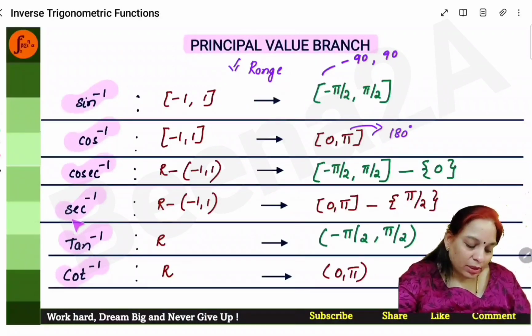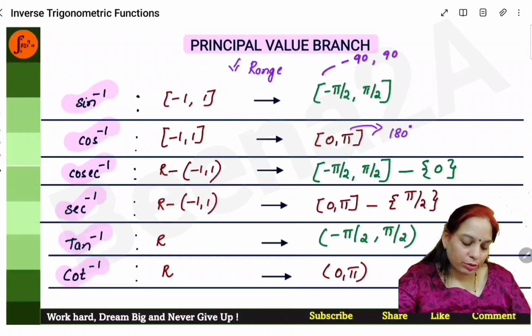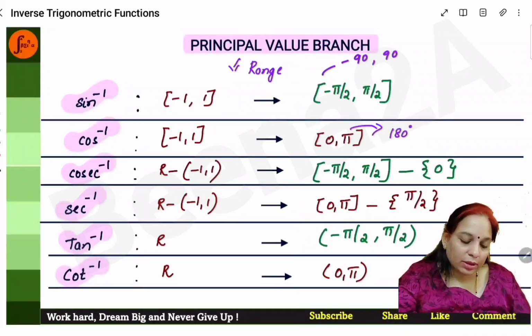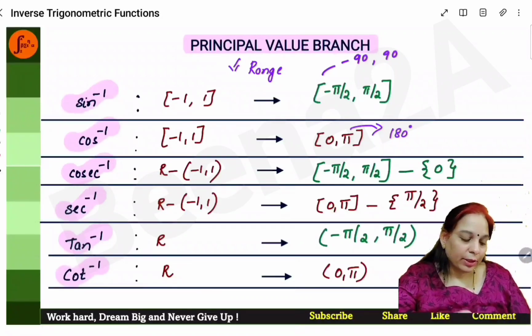Now similarly for sec inverse. Sec inverse is same as cos inverse, 0 to pi. Tan inverse is same as sine inverse, minus pi by 2 to pi by 2. Cot inverse is same as cos inverse, 0 to pi. So we will have to remember this table to solve any of the problems related to inverse trigonometric functions.